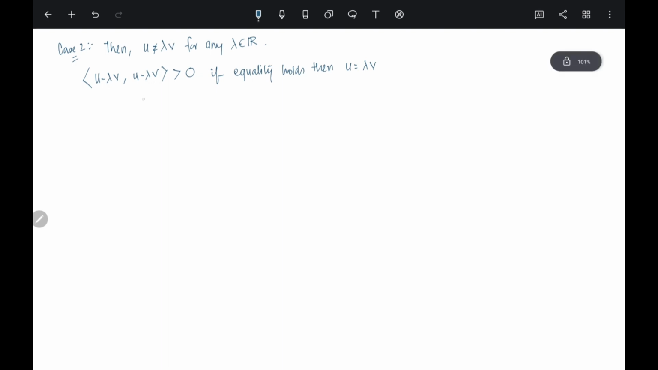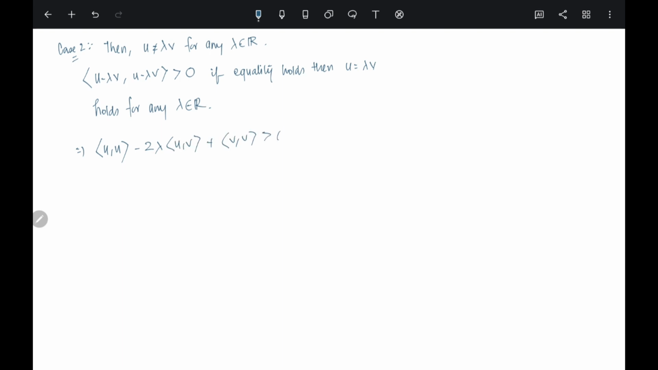lambda in R, right? This holds for any lambda in R. Of course, I am assuming U and V are not 0, so that's there. So you see, now what is happening is this. If this is true, then let's break it up. If you break it up, it is U inner product with U, minus 2 times lambda U inner product with V, plus lambda squared V inner product with V.